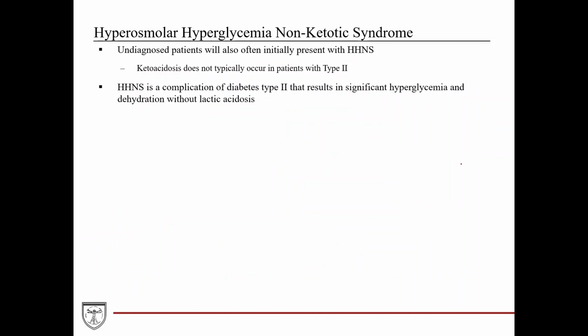So hyperosmolar hyperglycemia non-ketotic syndrome, or HHNS. This is the type 2 equivalent of DKA. So this is very commonly seen in undiagnosed patients. So again, just like with DKA with type 1, these patients haven't been diagnosed yet, and then they've kind of progressed to the point where they develop these symptoms. Ketoacidosis typically doesn't occur in these patients, and this is a complication that results in significant hyperglycemia, so that's consistent, and dehydration. However, there is no lactic acidosis.